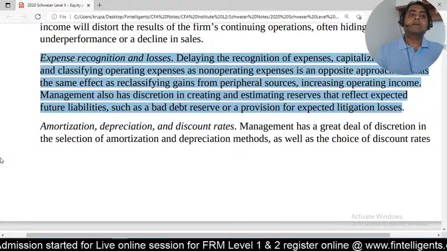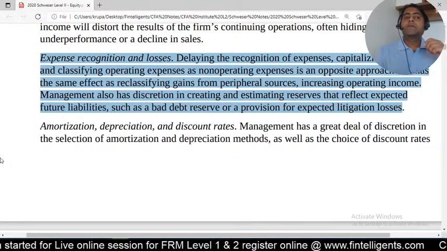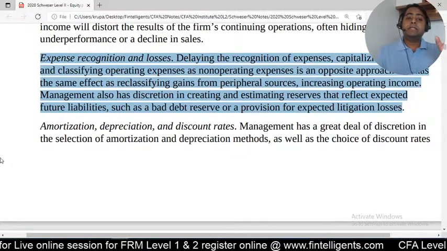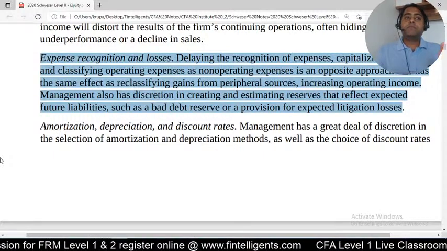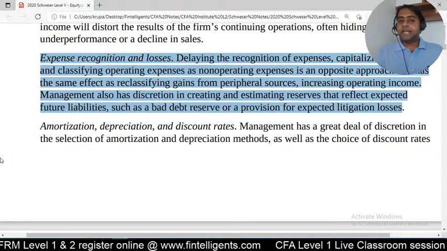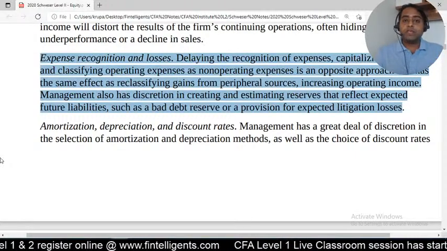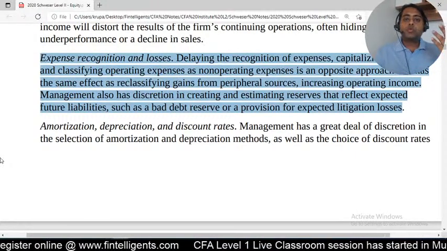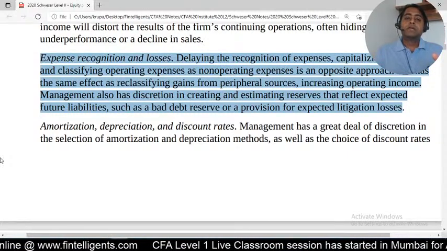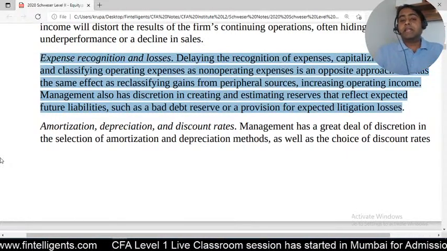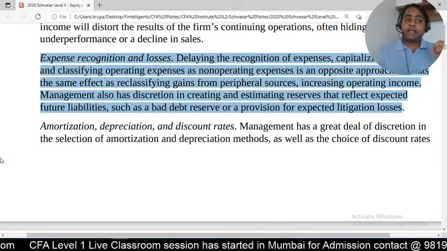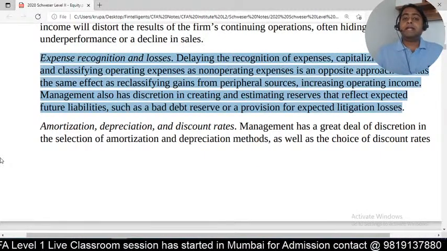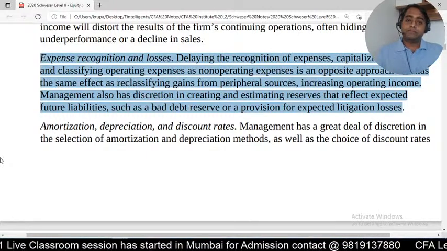Now management has a lot of discretion when they want to identify the bad debt. Okay, what is bad debt? Somebody is a debtor who is supposed to pay you, but he is not paying you because of some reason. So you have time to recognize this bad debt and write it off. But companies can delay recognizing that debtor as a bad debt, and they can show higher income.